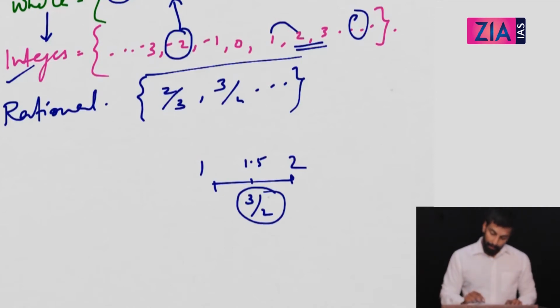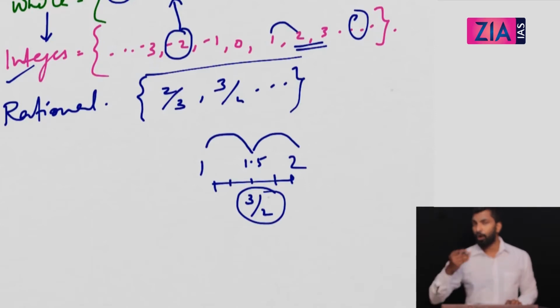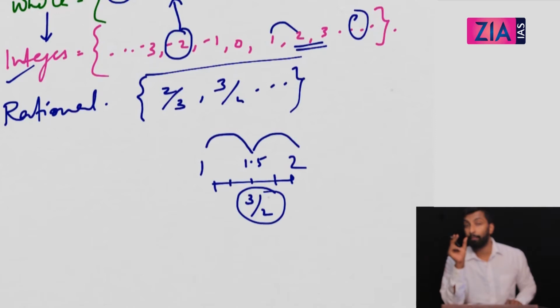Now if you take the midpoint of 1 and 1.5, you get another rational number. If you take the midpoint of 1.5 and 2, you get another rational number, and you can keep on doing this. So basically, there are infinite numbers of rational numbers between any two integers. You take any two integers, there are infinite rational numbers. Now how will you get them? You just take the midpoints. Basically you need to take the average. That's what I mean by mean.